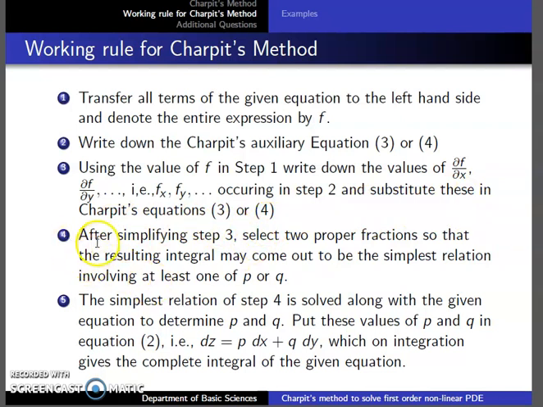The next step is, after simplifying step 3, select two proper fractions so that the resulting integral comes out to be the simplest relation involving at least one of p or q. Then the simplest relation of step 4 is solved along with the given equation to determine p and q. Then substitute the values of p and q in dz equal to p dx plus q dy, which on integration gives the complete integral z.